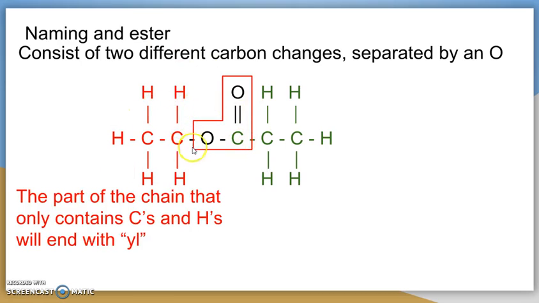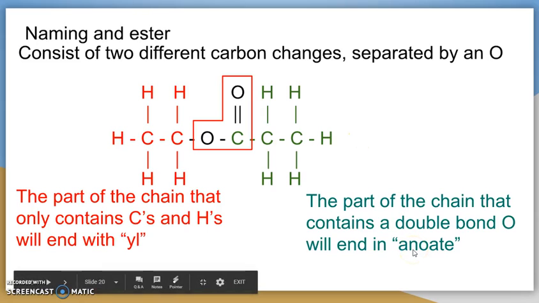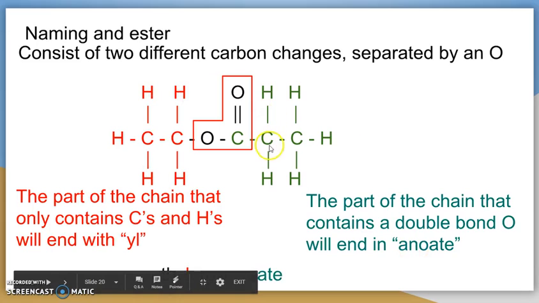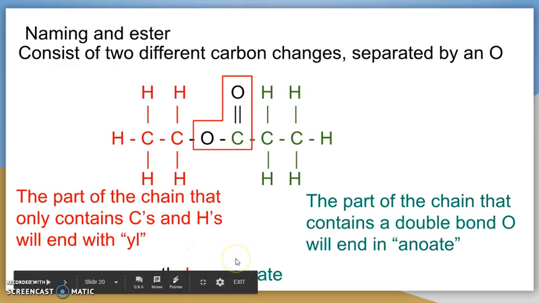The part of the chain that only contains carbons and hydrogens will end in "yl" in its name, and the other part that is connected to the double bond will end in "anoate". So if we put this together in naming this compound, it will have the name ethyl propanoate. We'll get to how to get to these two parts in the next video.